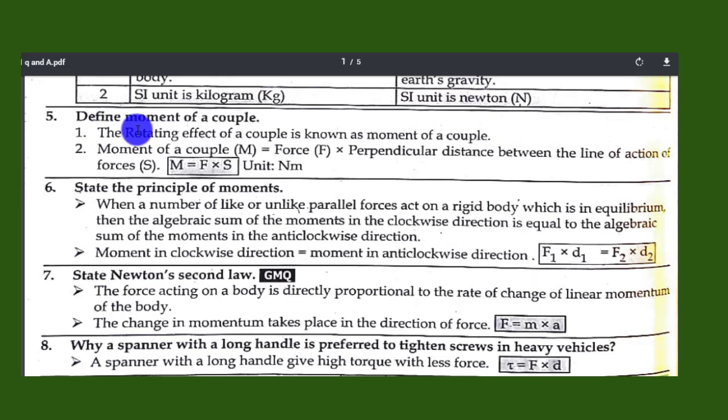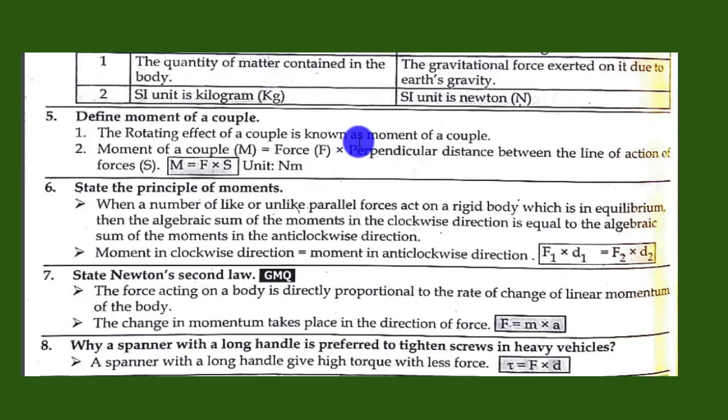Question number 5. Define moment of couple. The rotating effect of a couple is known as moment of a couple. Two equal and opposite forces acting, where the line of action of these two forces are not one and the same. If they are acting at different points, then there arises a couple. Then this will give you the rotating effect.